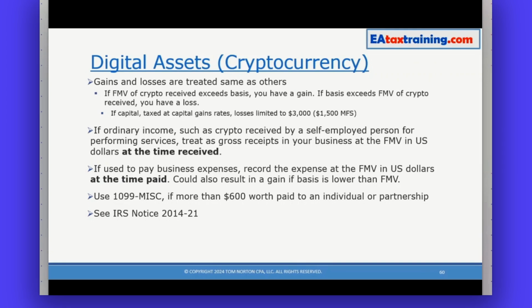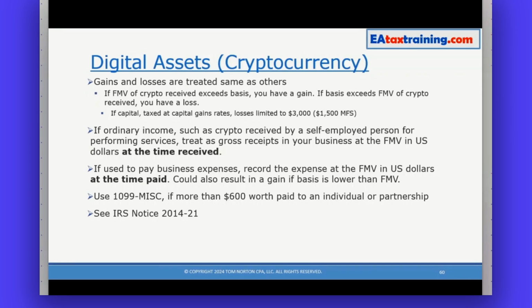If it is ordinary income, so instead of buying or selling, you are receiving it, such as by a self-employed person who's performing services, then you treat that as gross receipts in your business at the fair market value at the time received. So you don't wait to the end of the year and say, well, the price of this dropped or the price of this went up. Either way, it doesn't matter. It's how much was it worth on the date that you received it for performing those services. That amount of income is going to be business income. Then that is also going to be your basis in that cryptocurrency.